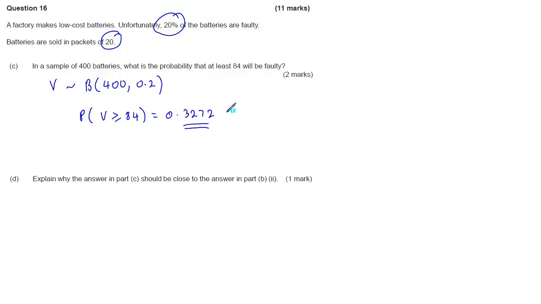Explain why the answer in part C, this answer, should be close to the answer in part B. We're talking about similar proportions. 4.2 out of 20 is equal to 4.2 times 20 over 20 times 20, which is equal to 84 over 400. So we're talking about similar proportions, so the answers should be similar.